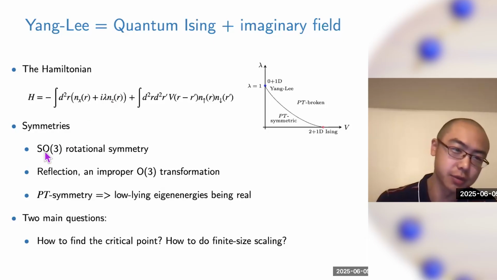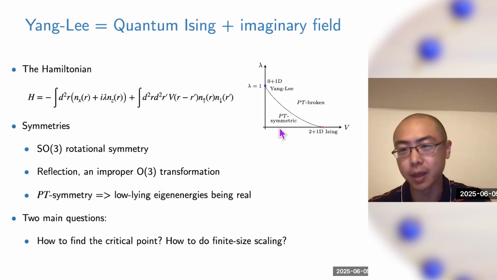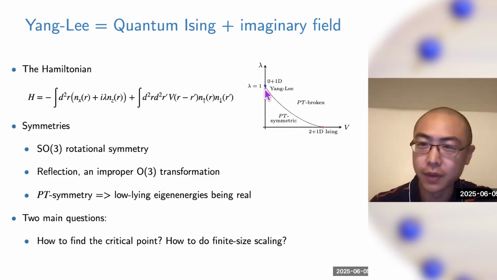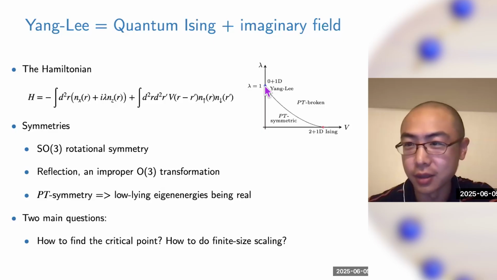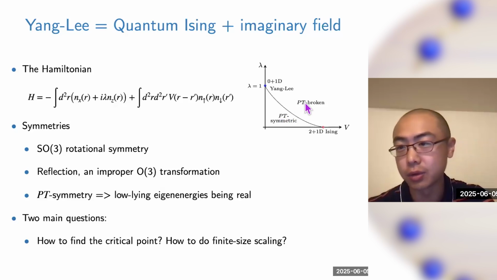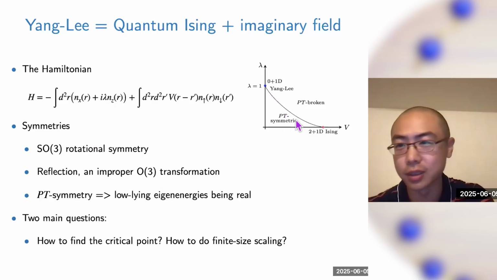So that manifests the three symmetries, SO(3), reflection, and most importantly, it has this PT symmetry, and this is the phase diagram. When lambda is 0, this is the ordinary paramagnetic to ferromagnetic Ising transition, where we have this 2+1D Ising criticality. And when V is 0, you actually hit the 0+1D Yang-Lee criticality by tuning lambda. And the 2+1D Yang-Lee should be this entire critical line that separates this PT symmetric phase from the PT broken phase. And fortunately, this Yang-Lee CFT itself does not break PT symmetry.